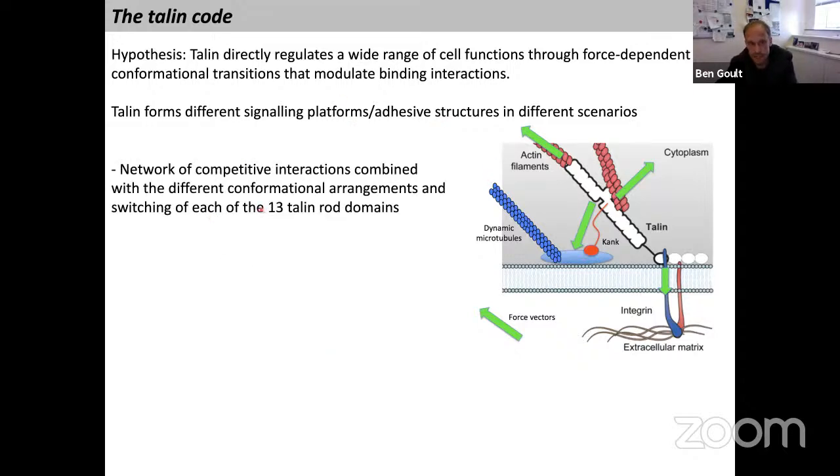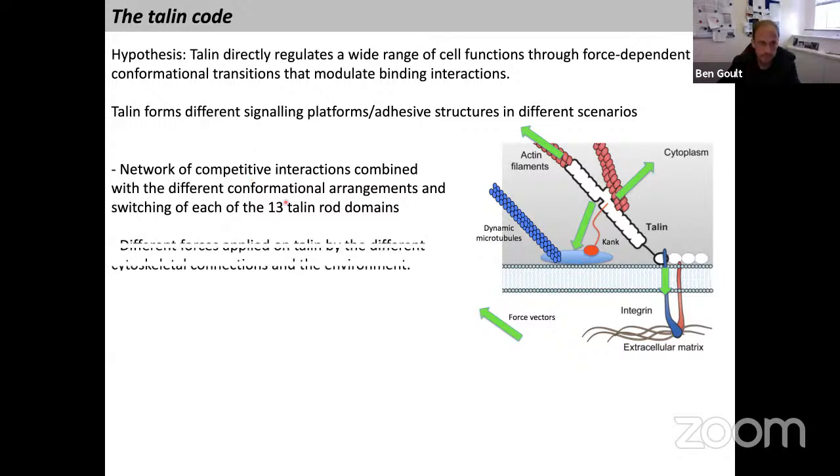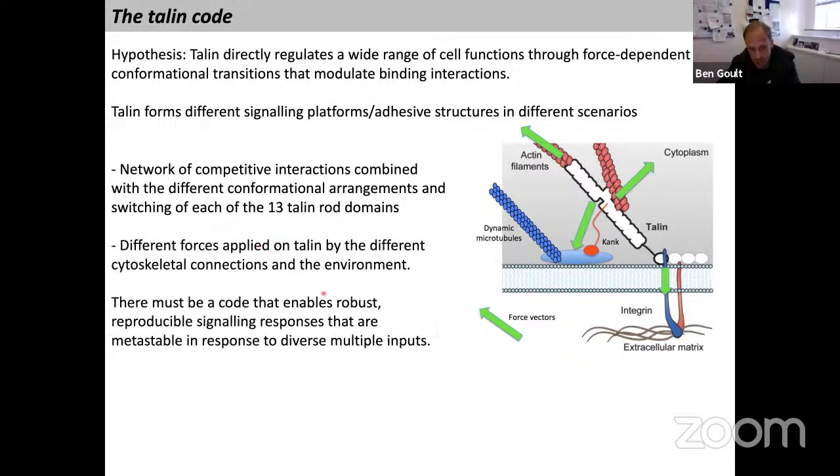And there must be some way to take all of these competitive interactions and these domains which are binding different ligands depending on their shape and these different forces. And so there must be a code to give rise to this robust signaling response. And that's what we're trying to understand in the lab. We want to understand this talin mechanotransduction code.